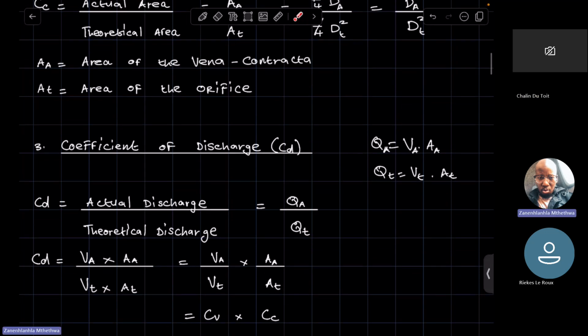Right. How we calculate the flow rate in general is by using this here. So V times the area. For the actual flow rate, we use the actual velocity times the actual area, which will give us QA. For the theoretical flow rate or theoretical discharge, we would use the theoretical velocity multiplied by the theoretical area, which will give us QT.